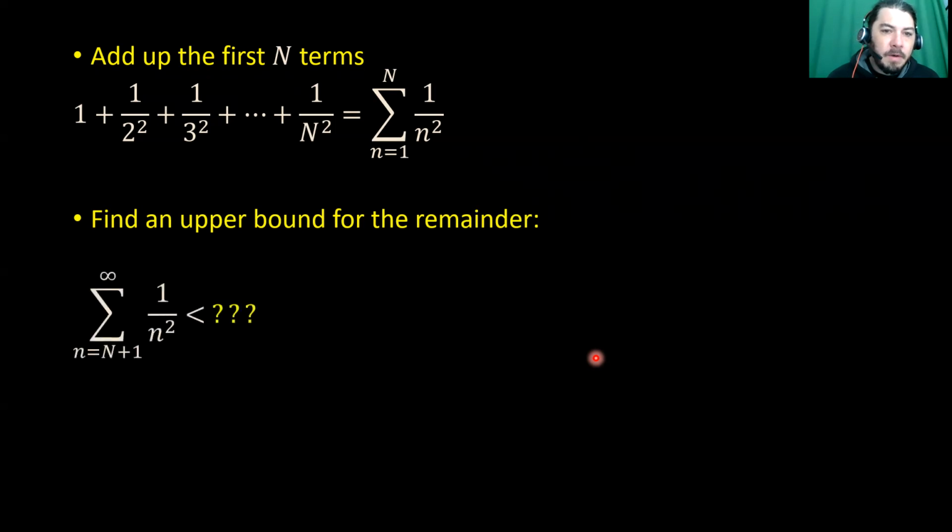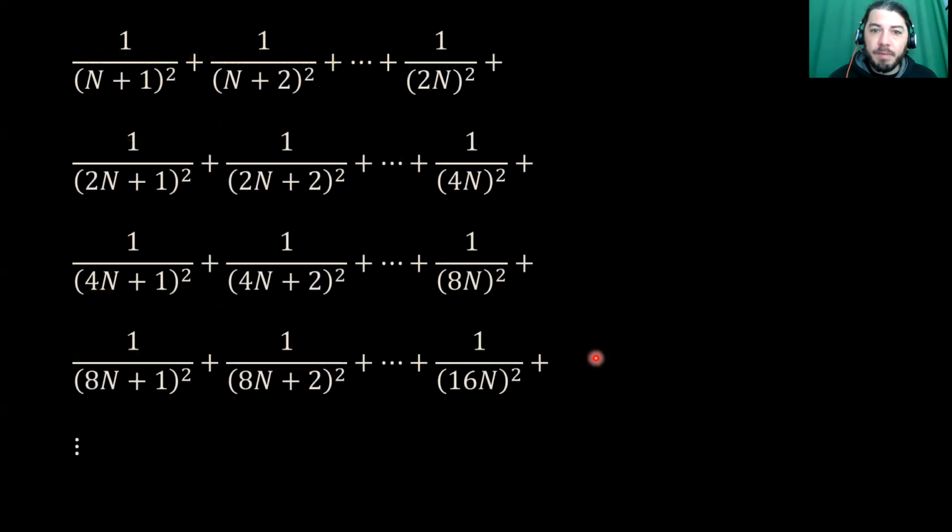So we want a number that's definitely bigger than whatever the rest of the series adds up to. We split it up in the same way. So the rest of the series is 1 over (n plus 1) squared, plus 1 over the next number, (n plus 2) squared, plus and so on. So we have n terms here, because we're going from n plus 1 to 2 times n.